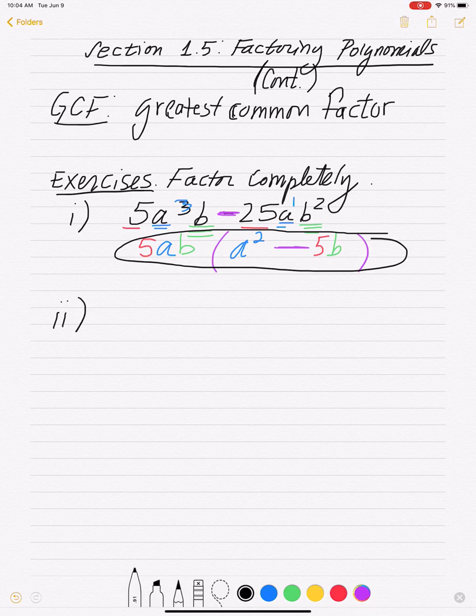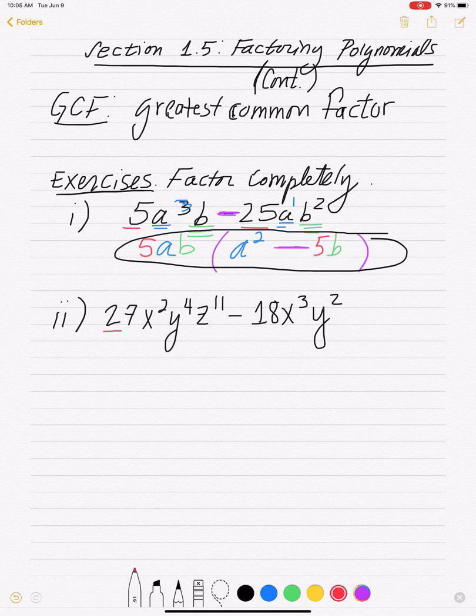Okay, here's number 2. 27x squared y to the 4th z to the 11th minus 18x to the 3rd y squared. So we want to figure out what is in common between those two terms. We have a binomial. What's in common between the two terms?